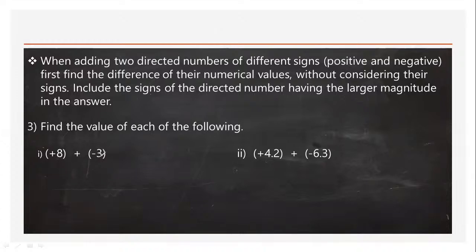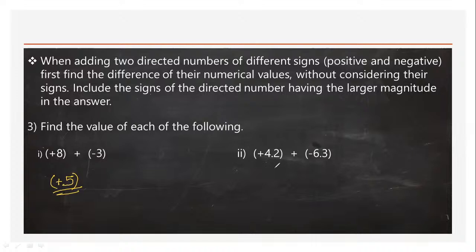Plus 8 plus minus 3. Now take the difference. 8 is the larger numerical value, so from 8 subtract 3, and write the answer 5 here. Then 8 contains positive, so you can write plus 5. Right. Now let's go to the next one.